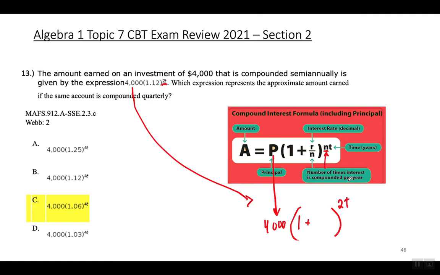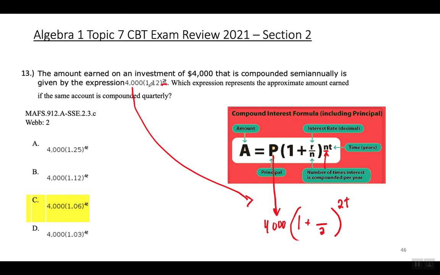N representa la cantidad de veces que el interés está compounded cada año. I have no idea how to translate that word. All right, so N equals 2. N es igual a 2. So that means that if I write it this way, the number down here is 2, and the number up here, look here.